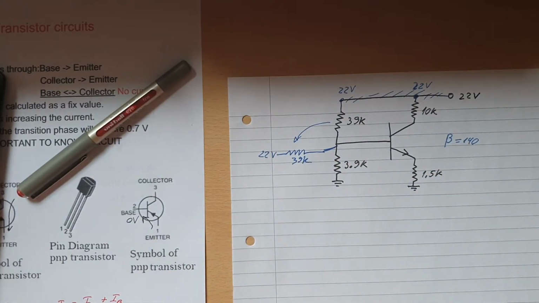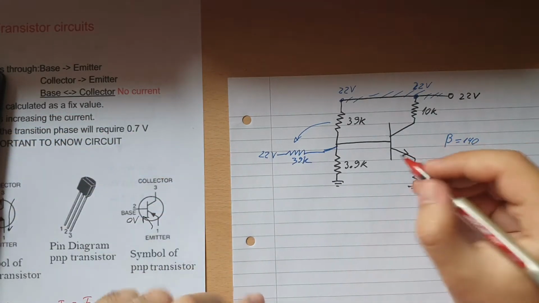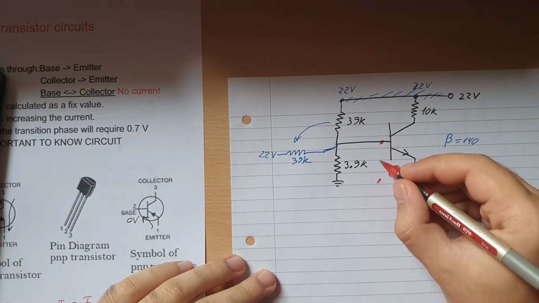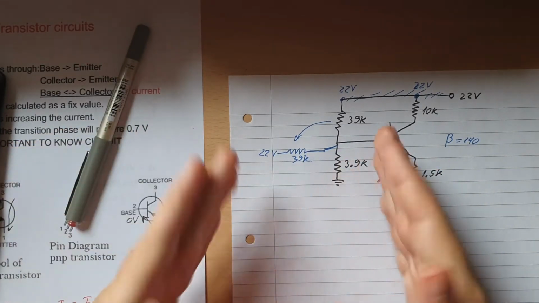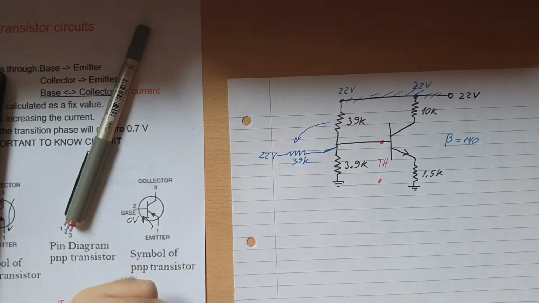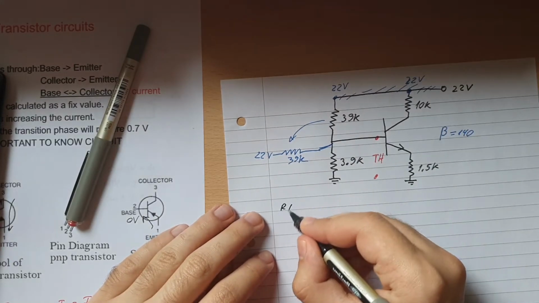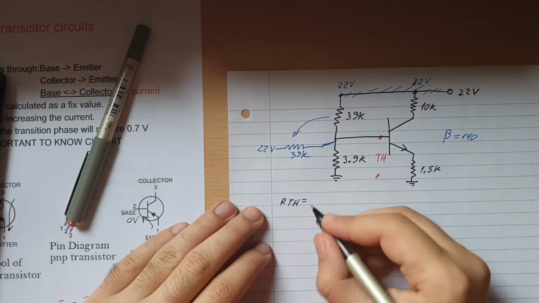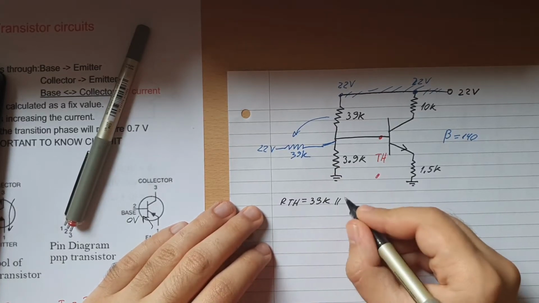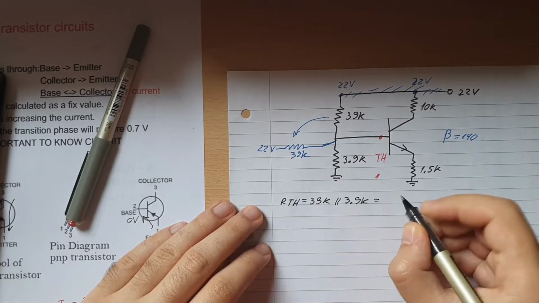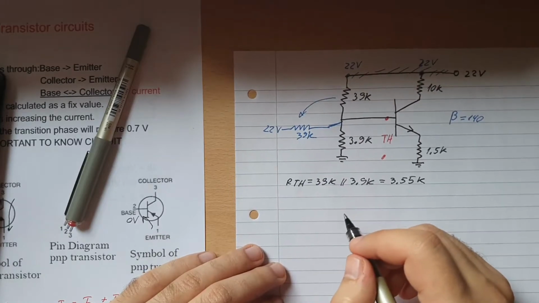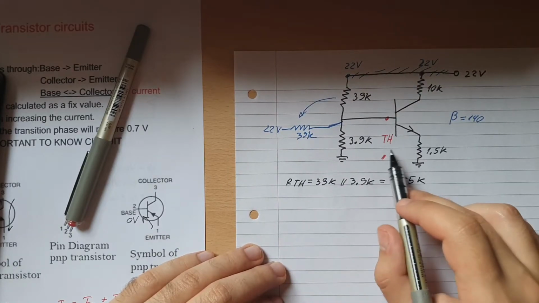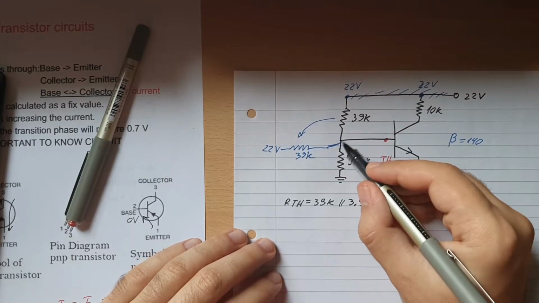What we do next, this time with the red one, as in the previous example, is mark the 2 points and apply Thevenin's theorem to make the circuit smaller and shorter. What we need to find is the RTH, and that will simply be 39k in parallel with 3.9k, which is equal to 3.55k.